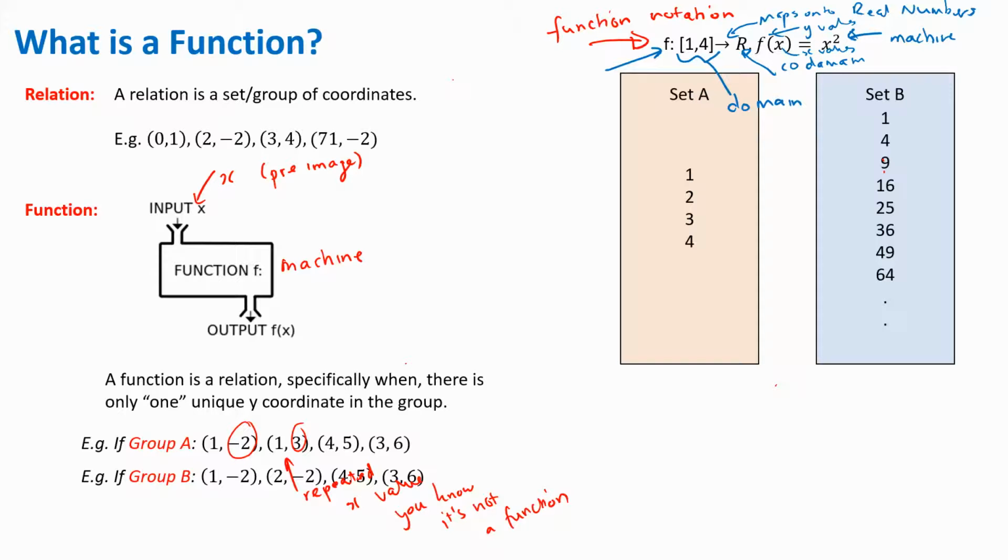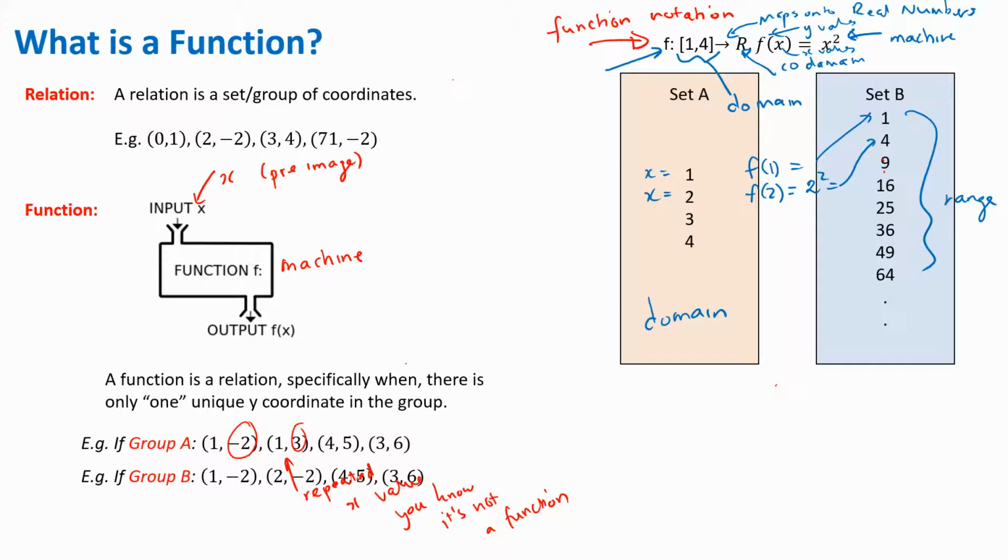An example would be here. If x was equal to 1, then f of 1 gives you 1, because the machine says 1 squared, and 1 squared is 1. You can say if x equals 2, then f of 2, which is 2 squared, gives you 4. If I follow this onwards, these are all my range values. So you would call this your domain, and this your range.